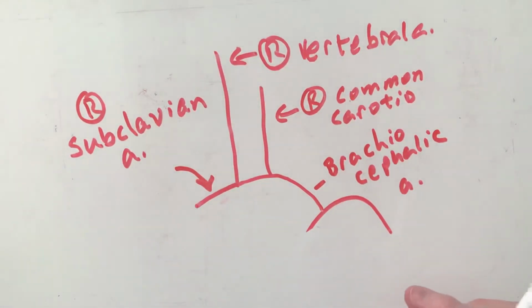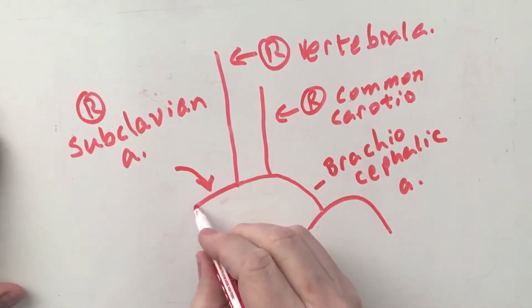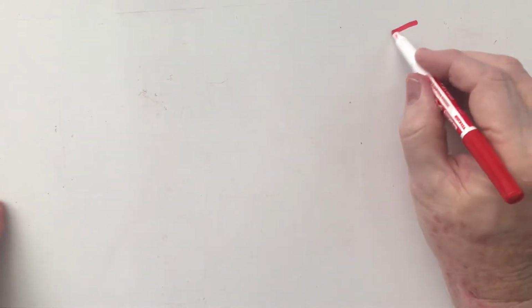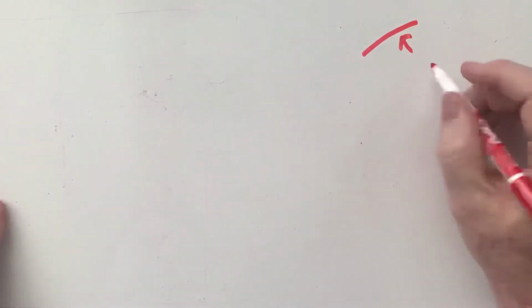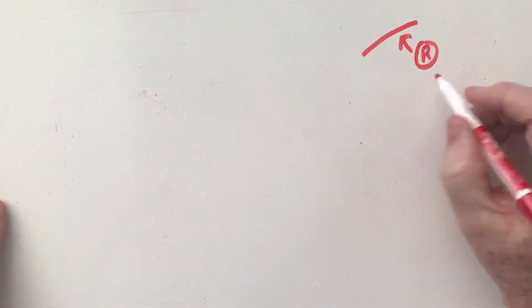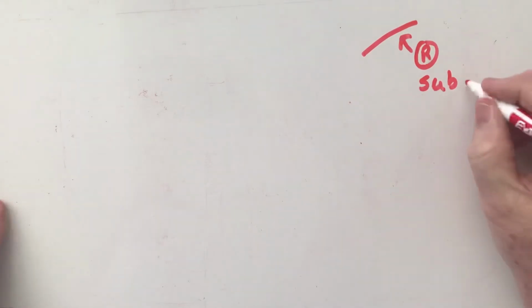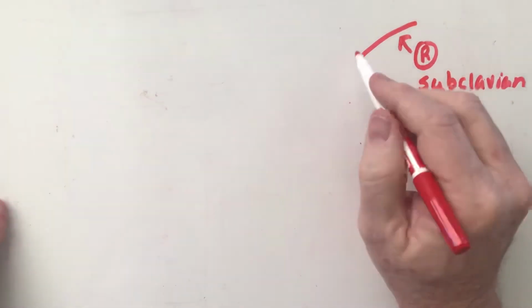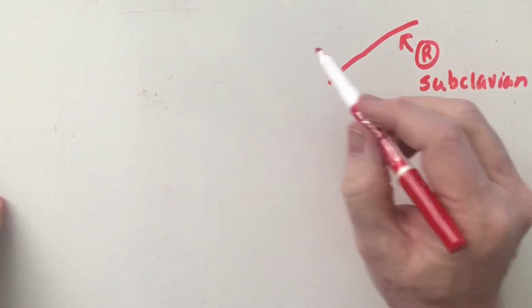And this is going under the clavicle. So what's going to happen is we are going to have this come out. Actually, I'm going to start this over, and we're going to pick up right here at the right subclavian because I need more room. So if we start at the right subclavian all the way over here, all right, this is my right subclavian artery.